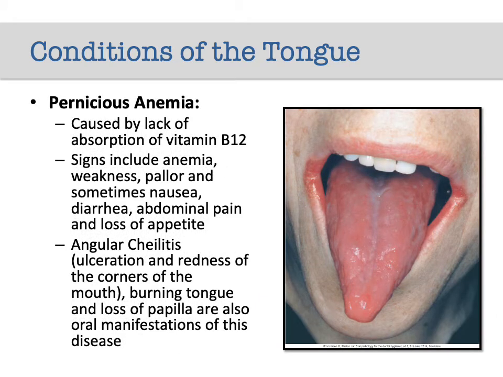Pernicious anemia is caused by a lack of absorption of vitamin B12. Signs include anemia, weakness, pallor, and sometimes nausea, diarrhea, abdominal pain, and loss of appetite. Angular cheilitis, which is ulceration and redness of the corners of the mouth, burning tongue, and loss of papillae are also oral manifestations of this disease.